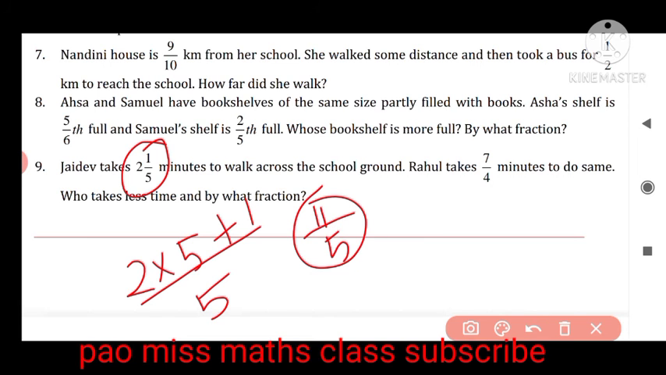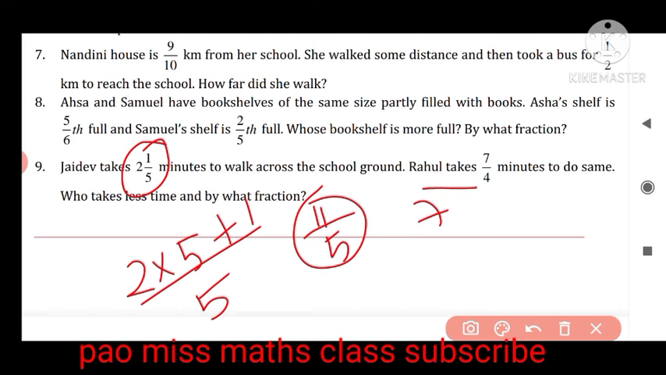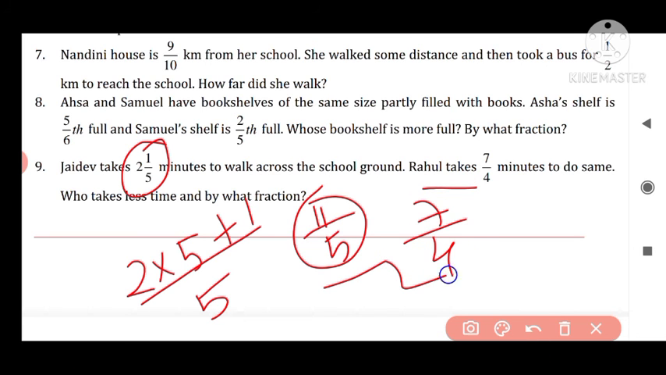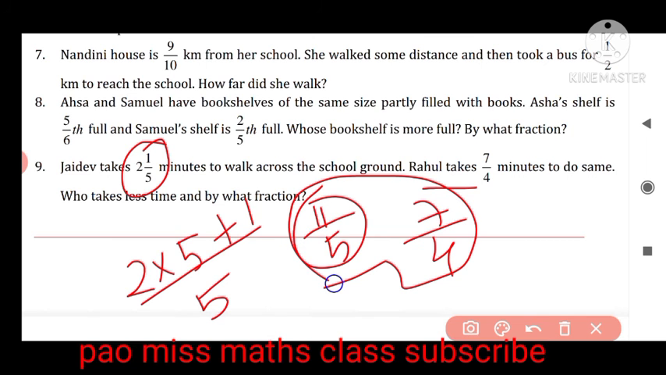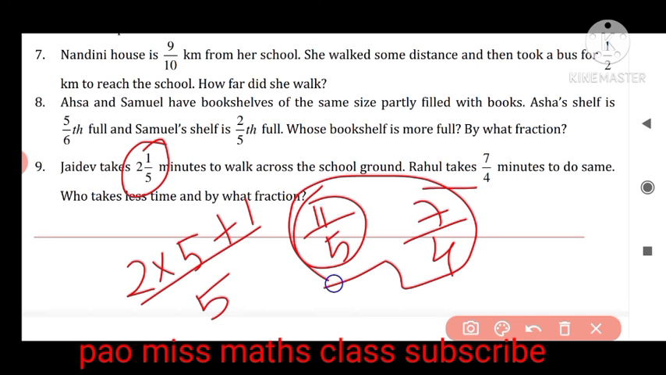So Javed takes 11 upon 5 and Rahul takes 7 upon 4. So they are again unlike terms. If they are unlike terms, then we cannot compare directly. We have to make them into like fractions, isn't it? So to convert them into like fractions, we have to take the LCM. So I will show you the steps.